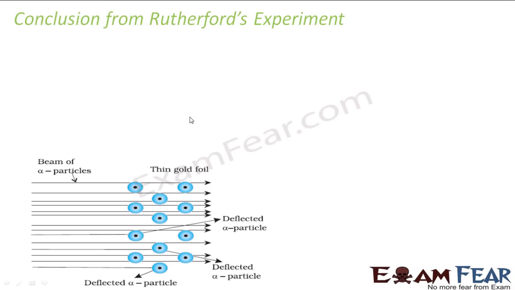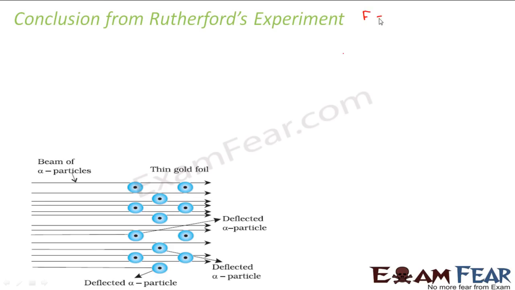So from Rutherford's experiment and his observations, what did he conclude? One point I discussed in the previous slide: since it was found that very few alpha particles got repelled, it was concluded that the positive charge inside the atom is localized in a very small region, and that is why it repelled a very few alpha particles. So what was this force of repulsion between the alpha particle and the nucleus?